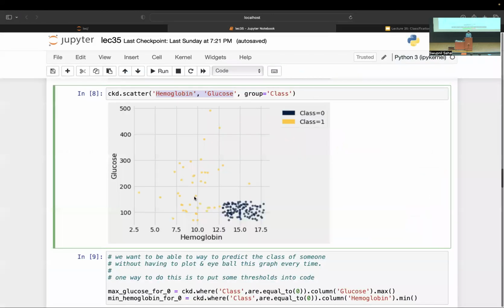Yes, you do. So these axes are on very different scales, right? So I have glucose here, which is going from like 0 to 500, and then hemoglobin is only in like single, low double digits. And so that can affect the distance calculations, right?